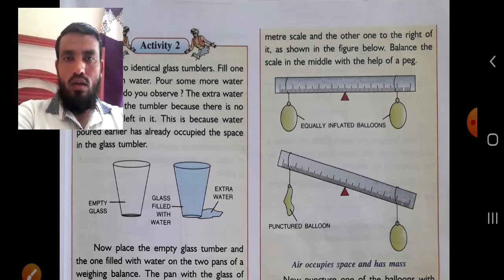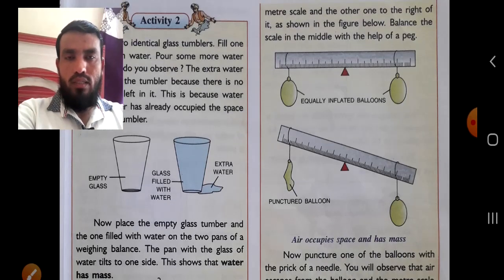If you add water into the empty glass, it will fill up to the limit of whatever space is there. After the space is filled, you cannot add more water, because the water occupies the space, right.